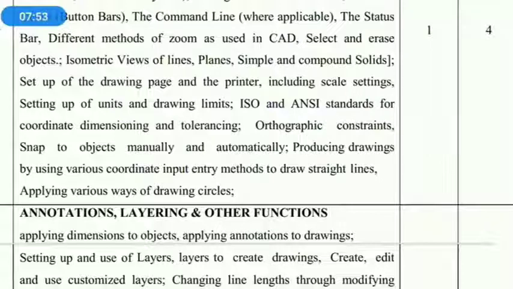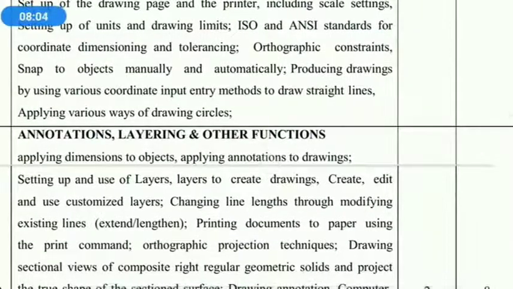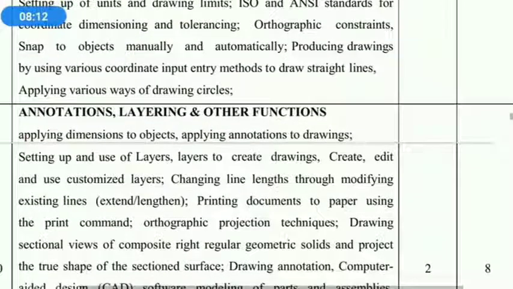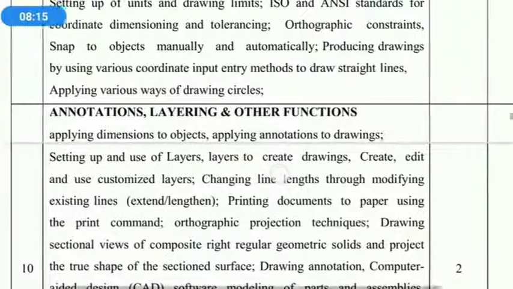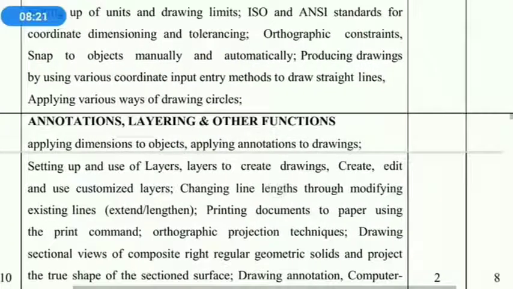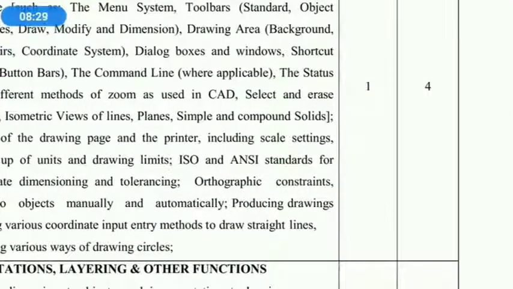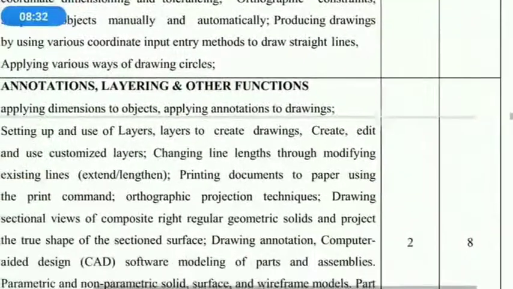isometric views of lines, planes, simple and compound solids, setup of the drawing page and the printer, including scale settings, setting up of units and drawing limits as well. Then we also have to learn the ISO and ANSI standards for coordinate dimensioning and tolerancing. Next, we have orthographic constraints, snap to objects manually and automatically, producing drawings by various coordinate and input entry methods to draw straight lines, applying various ways of drawing circles. This module also has 1 theoretical and 4 practical periods.